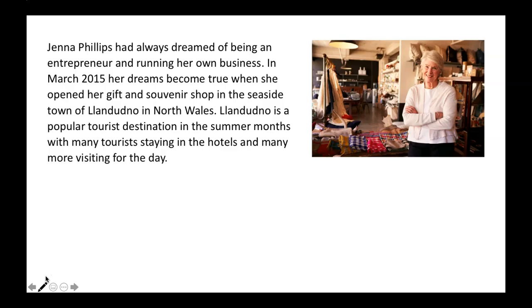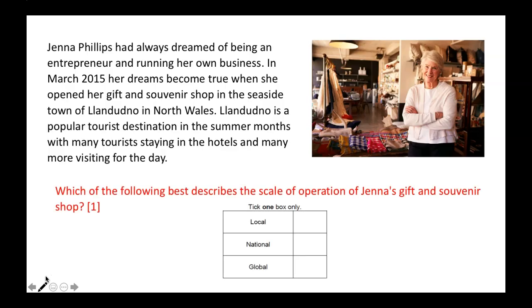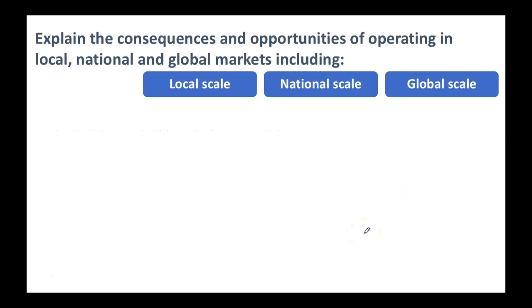So here's a past paper question. It's about Jenna, who has opened up a small gift and souvenir shop. The question, very simple, is: which of the following best describes the scale of operation? She's got one shop, it's just in her local area, so that one would be local.